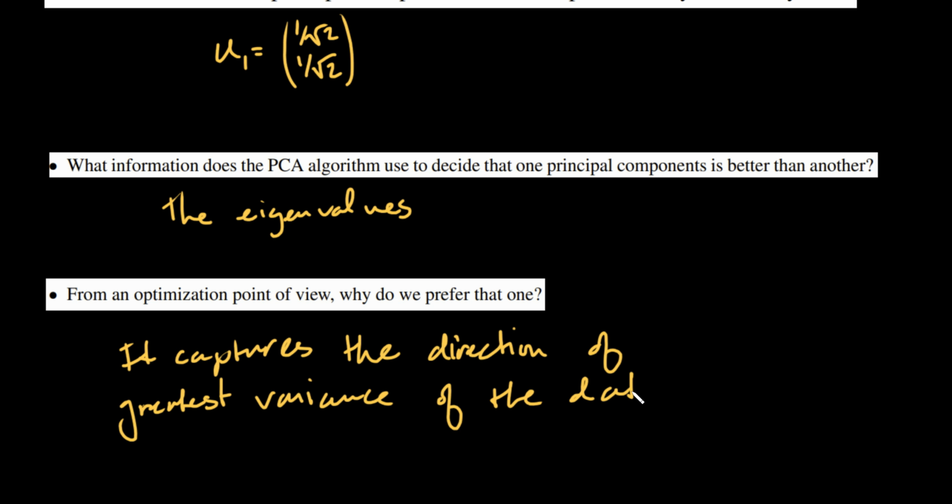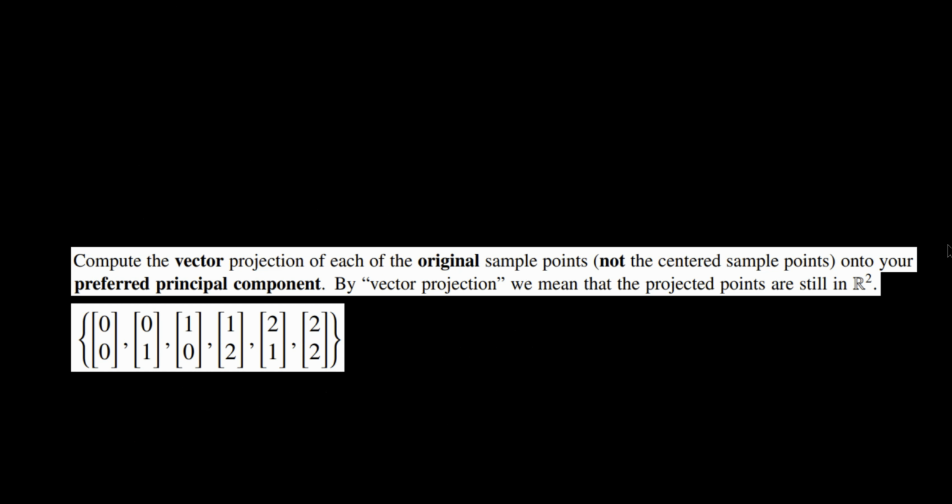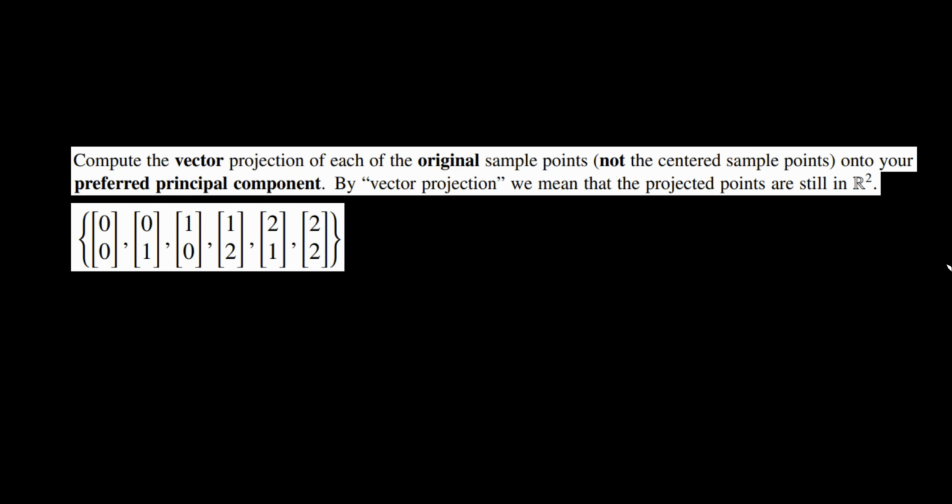So in other words, if you want to really get an idea of the structure of your data and how some data points cluster with others while at the same time being separated from other data points, then you would want to look at the direction of greatest variance. Okay, next question. Compute the vector projection of each of the original sample points, not the centered sample points, onto your preferred principal component. So by vector projection, we mean that the projected points are still in R2.